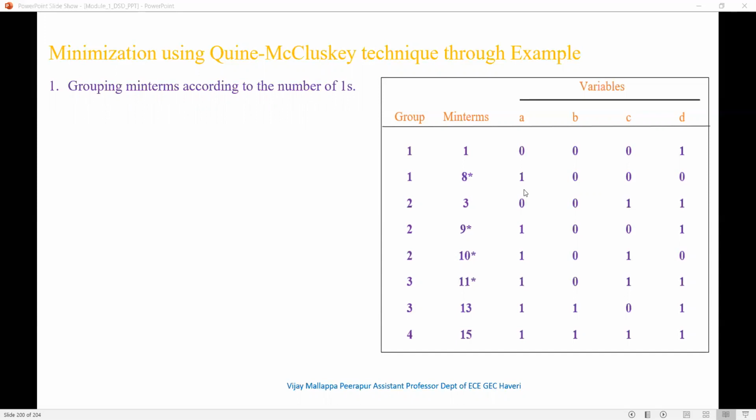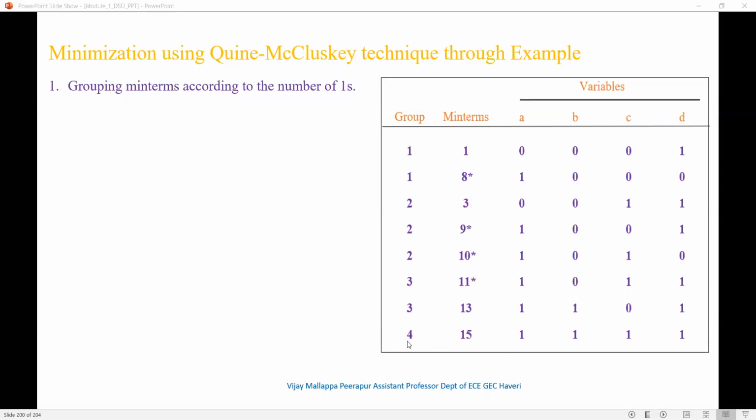It has one 1, that's the reason it is in group 1. Similarly, 3, 9, and 10 belong to group 2. 3, 11 and 13, since each has three ones, belong to group 3. And 15, since it has four ones, belongs to group 4.